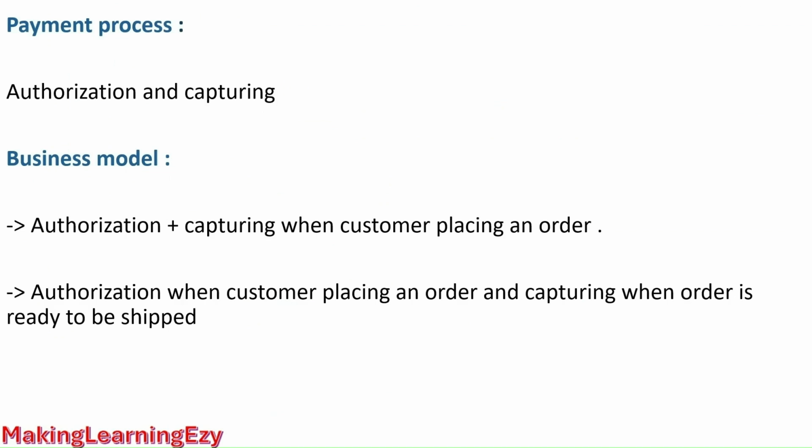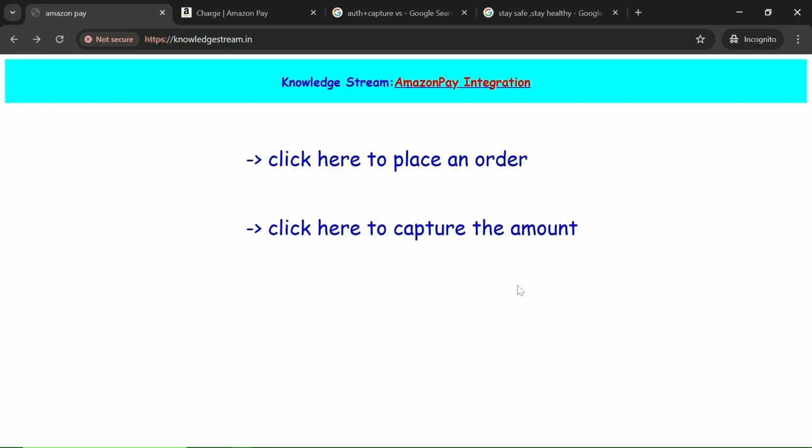So let's visit the website from where I would trigger the capturing. This is my local application which is based on Spring Boot. This is the application from where we are going to trigger the capture process. To trigger the capture process, first you should have the charge ID. Charge ID we get from the authorization process or authorization step.